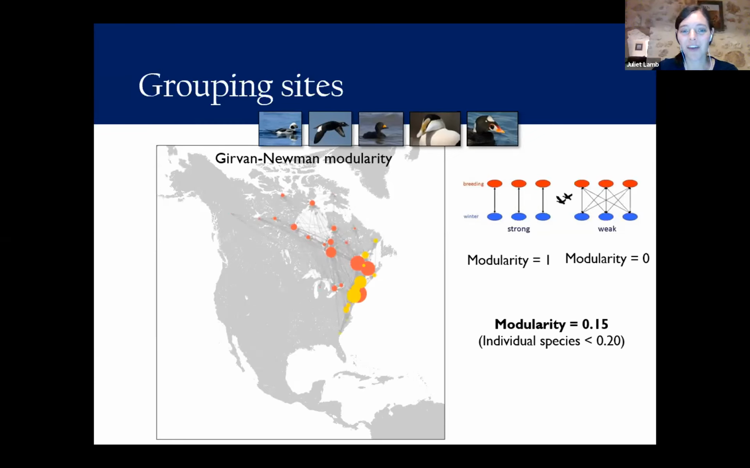And there's not really a strong grouping of sites. Even with those Great Lakes birds that seem to be a little bit separate during winter, they're still interacting throughout the rest of the annual cycle.